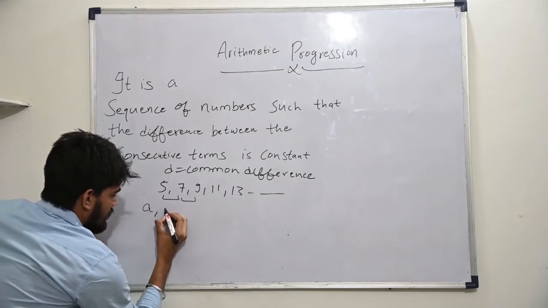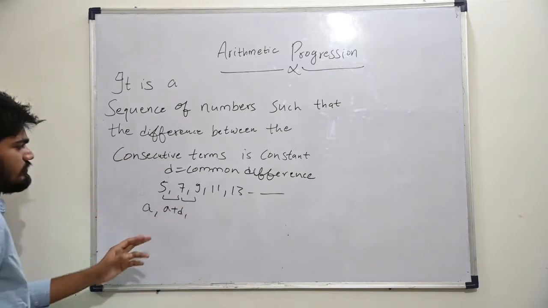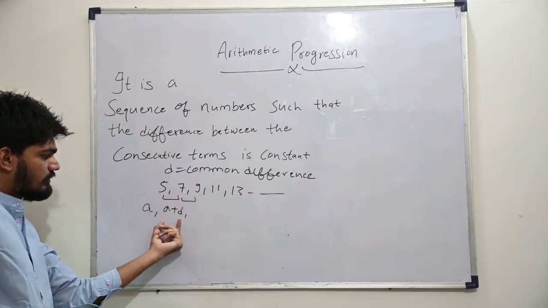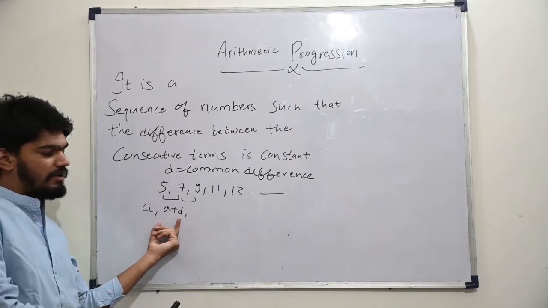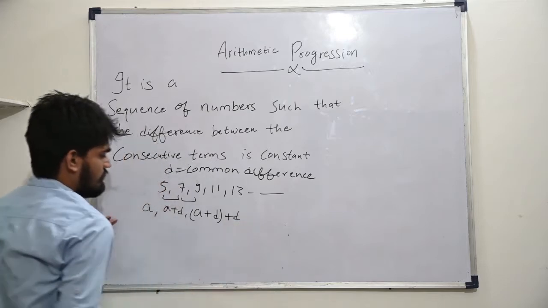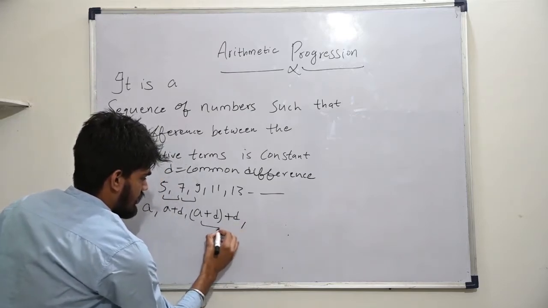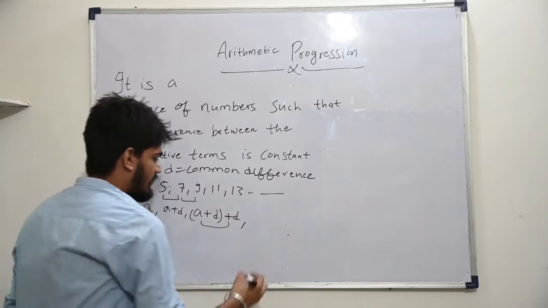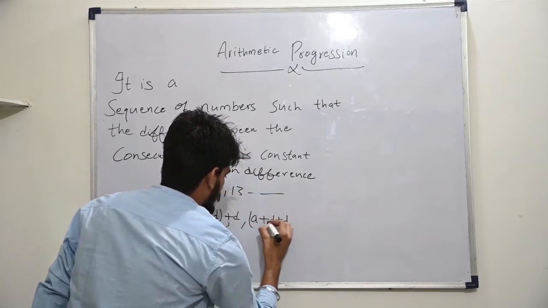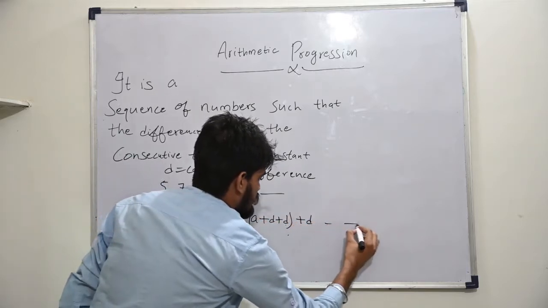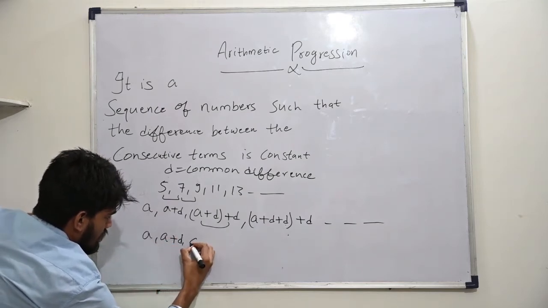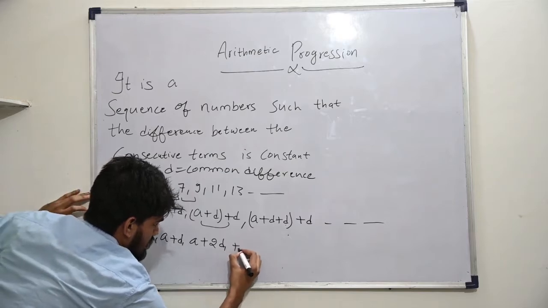Then the next term will be A plus D, because 5 plus 2, 7 it becomes. Now I have the second term. To this term, D once again will be added, so it will be A plus 2D. Then again, for the next term, D will be added, so it will become A plus 3D, and so on. So this becomes A, A plus D, A plus 2D, and so on.